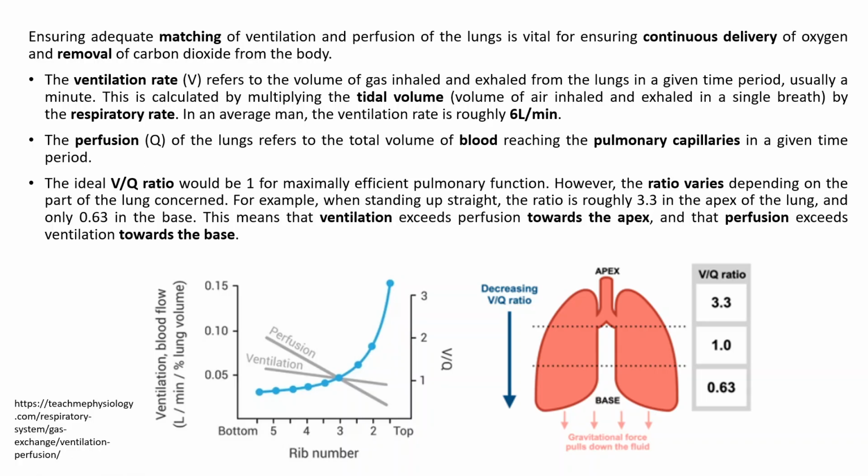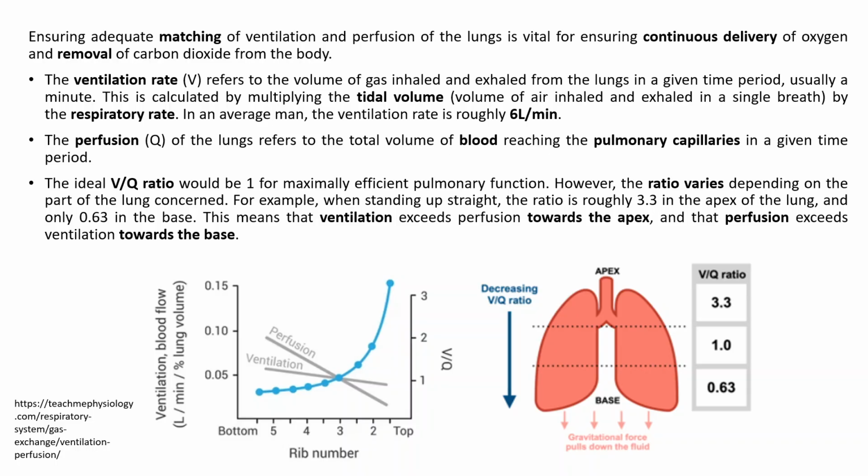Now if you look at this ratio of V to Q, or the VQ ratio, ideally 1 is best for maximally efficient pulmonary function, meaning that the amount of air that's been inhaled or exhaled within a minute is equal to the amount of blood that has reached the pulmonary capillaries, essentially meaning that continuous delivery is taking place.